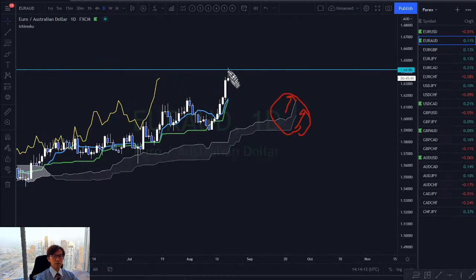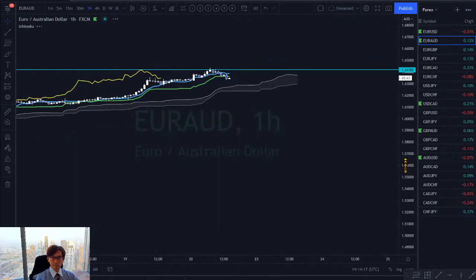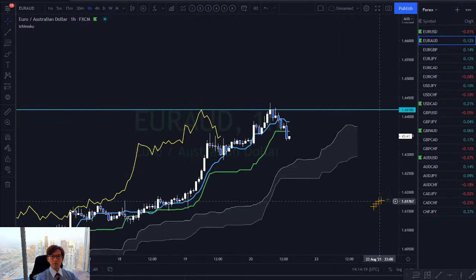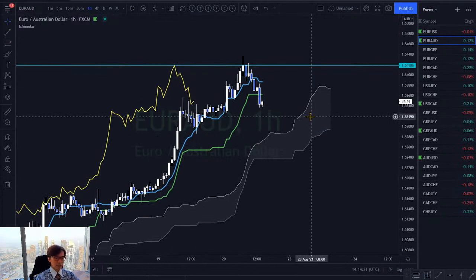And it looks like it's retracing backwards. Let me turn to the 1 hour chart. In the 1 hour chart, the market retraces all the way backwards and breaks the Kijun-sen. So here I don't look for a buy chance anymore, because if the market breaks the Kijun-sen, then the next target in this market is going to be the Kumo. It might be retracing all the way back to the Kumo. So I will stay away from this pair.